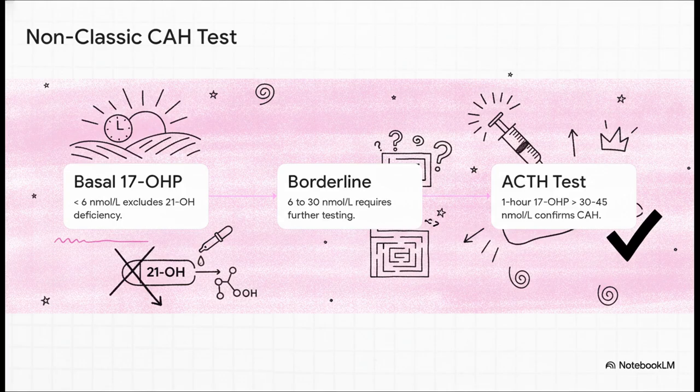Step 1. Draw a morning follicular phase basal 17-OHP. If it's less than 6 nanomoles per liter, boom, you're done. 21-hydroxylase deficiency is effectively excluded. But if it falls in that murky borderline range of 6 to 30, you've got to proceed to the ACTH stimulation test. A 1-hour post-ACTH level soaring above 30 to 45 confirms the diagnosis. Memorize this sequence, it comes up all the time.